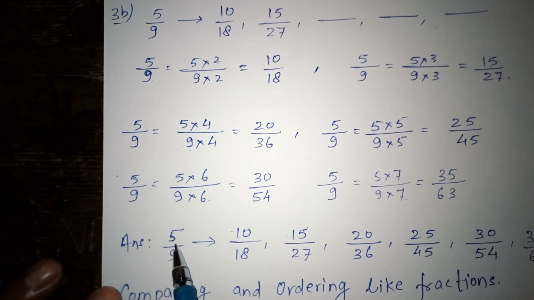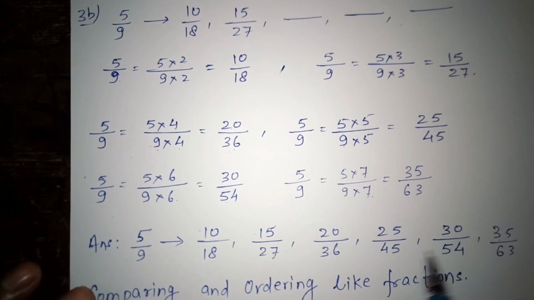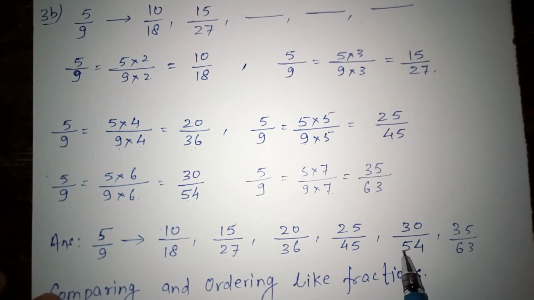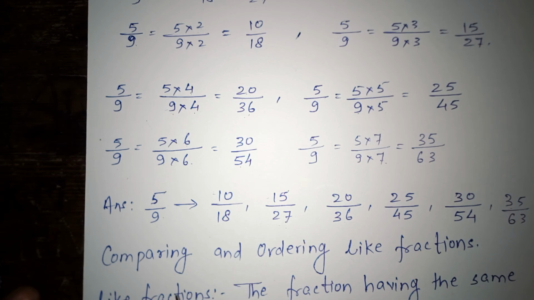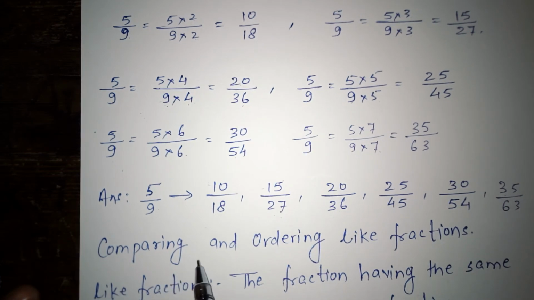Then what will you get? Equivalent fractions of 5 upon 9 are 10 upon 18, 15 upon 27, 20 upon 36, 25 upon 45, 30 upon 54 and 35 upon 63. All these are equivalent fractions of 5 upon 9. Now your next topic is comparing and ordering like fractions.